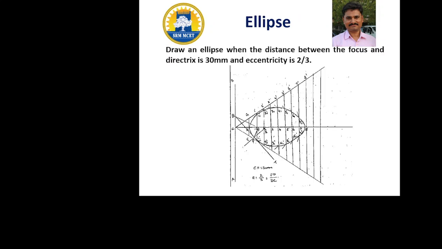This is a sample elliptical curve. Its dimensions are given in the problem. The distance between the directrix and focus is 30 mm, and the eccentricity is 2 by 3. So eccentricity is less than 1, and we get an elliptical curve. Here we see the FD distance is less than the distance between C and D. Hence its eccentricity ratio is less than 1. We get an elliptical curve.